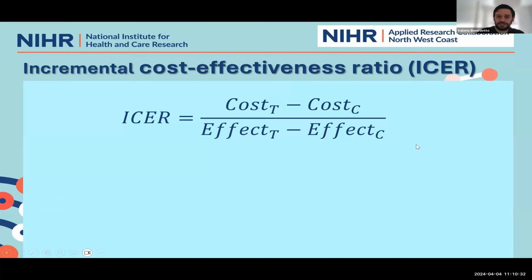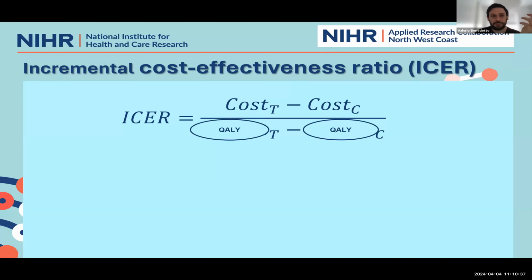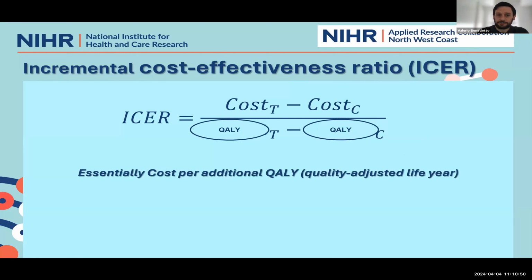So this is the incremental cost-effectiveness ratio, and essentially we try to measure effects by using QALYs, or quality-adjusted life years, because of the advantages I was talking about in the previous slides. And essentially we end up with a cost per additional QALY. So if you think about it, if I'm investing some money into a new intervention, I want to know how much it costs me to get an additional QALY, or how much it costs me to get an additional unit of benefit?